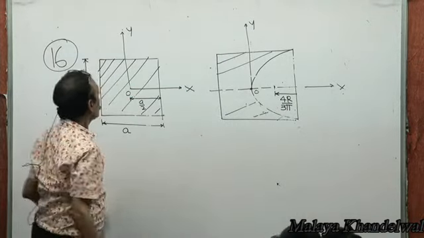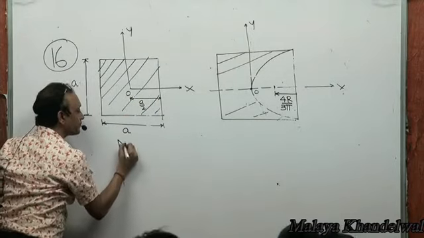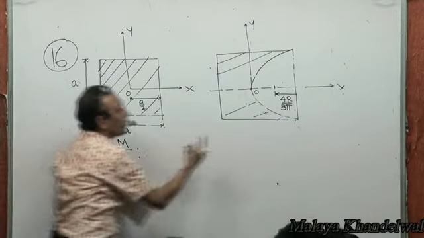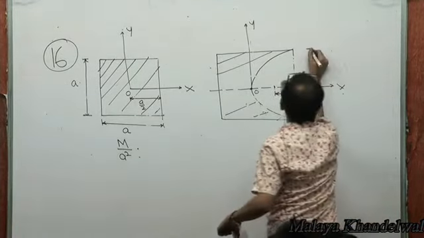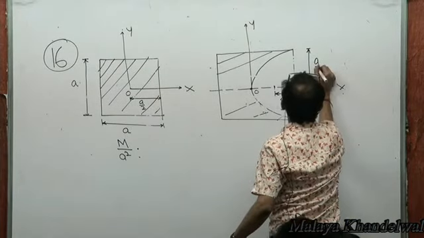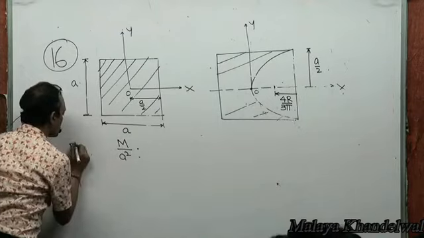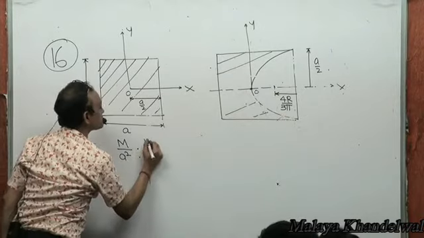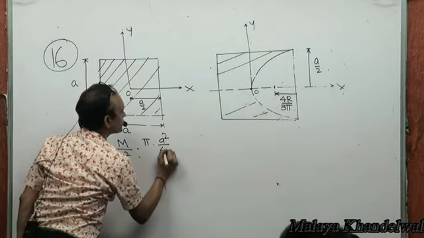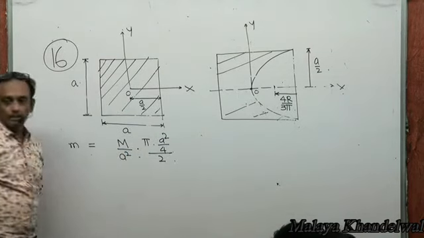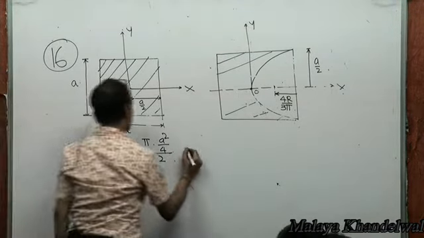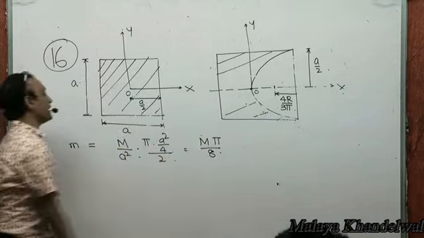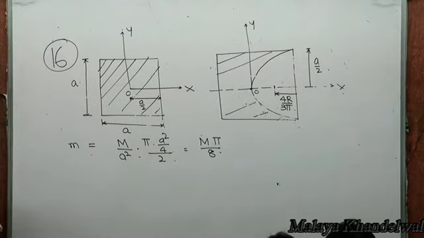Okay. Now, what is the mass of this whole thing? M. Mass per unit area is M by a squared. So, what's the mass of this, into the area of this? This radius is a by 2. So, the mass of the semicircular strip is mass per unit area into the area of this region. Area of this region is pi a squared by 4 by 2, which is M pi by 8. M pi by 8, yes or no? That's the mass of the semicircular region.